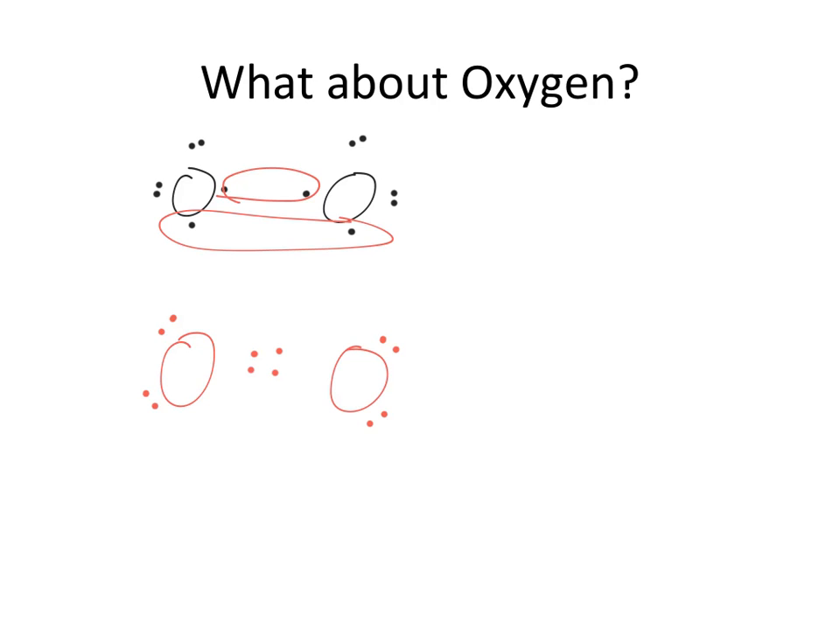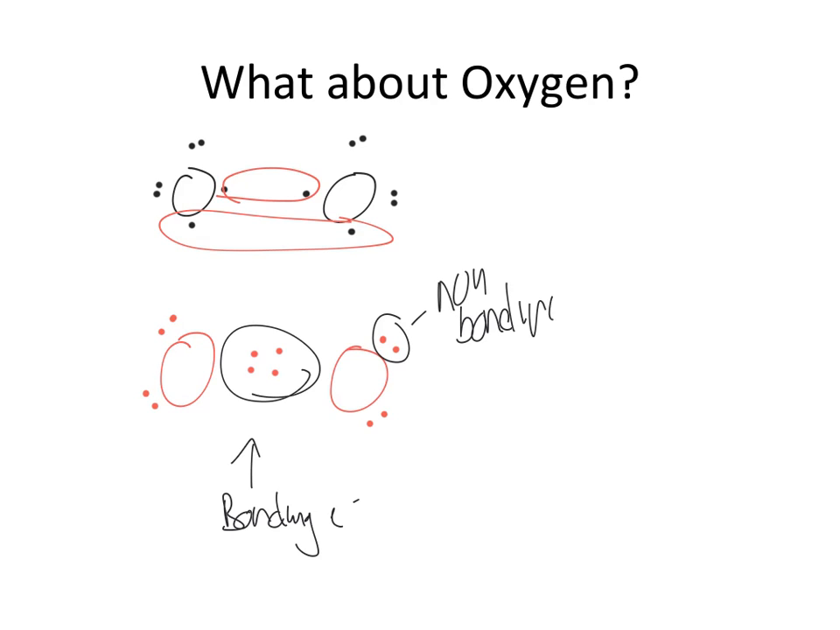And so what we see is that we have these 2 pairs of electrons which are being shared. Again, these are our bonding electrons. And then here we have 2 pairs on this side, and these are called our non-bonding electrons. Also, they're called lone pairs. Okay, they're not involved in the bonding.